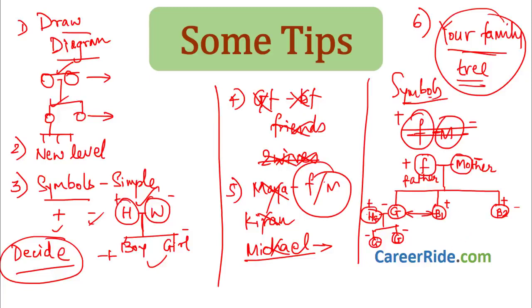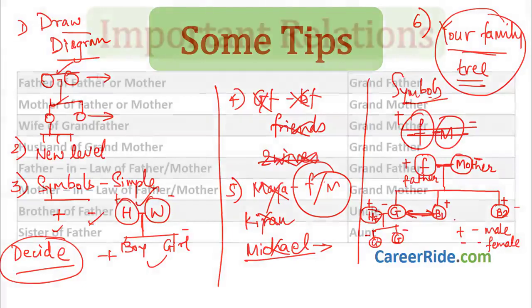So what all symbols have we concretized right now? Plus is for male, minus is for female. Then for married it is a dash, and for siblings it is a double arrow. Now let us use these symbols and try to solve the sum.